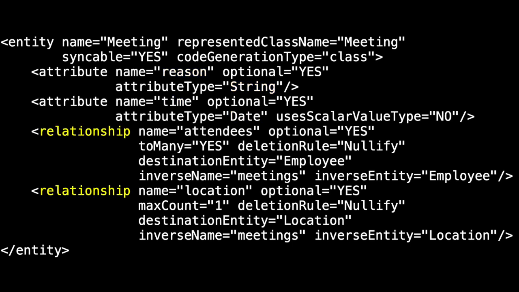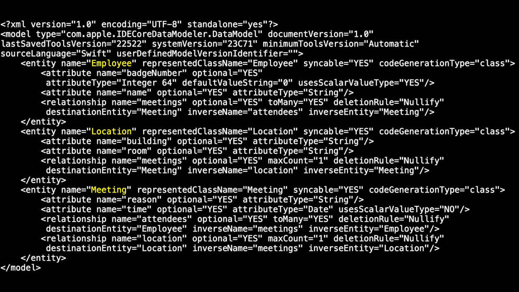As I mentioned before, it also has two relationships. The first relationship is attendees, which is a to-many relationship, so it can link to zero or more elements of the destination entity, which is Employee. There are other things we need to describe this relationship. It's optional. It has a deletion rule nullify. It has an inverse relationship, whose name is meetings, which goes from the inverse entity Employee back to our entity Meeting. The second relationship's name is location. It has a destination entity Location, and it also has deletion rules and inverse names and so on. And so those are the attributes and relationships that make up the entity Meeting, and we can do the same for the other two entities, Employee and Location.